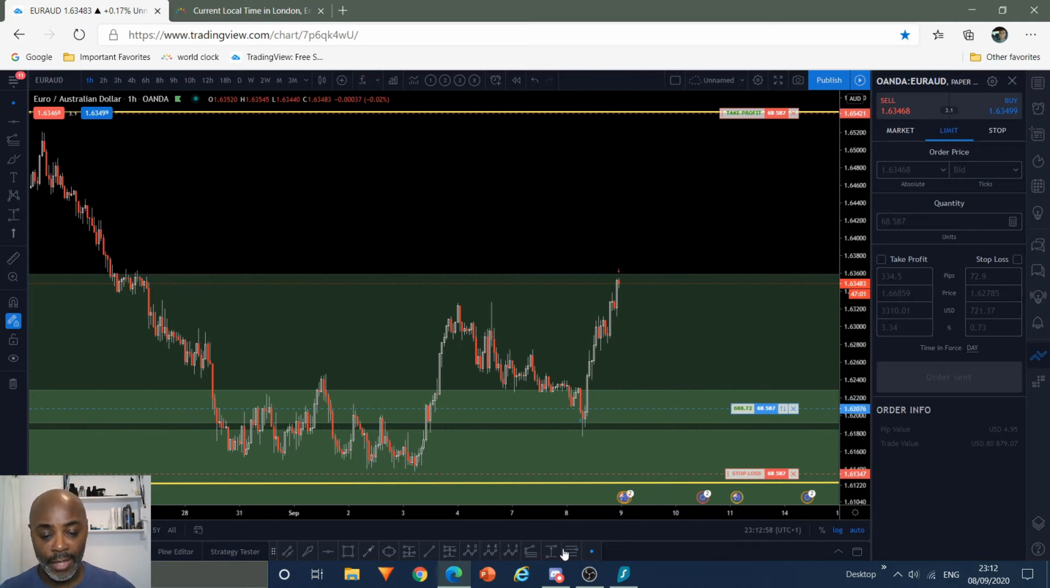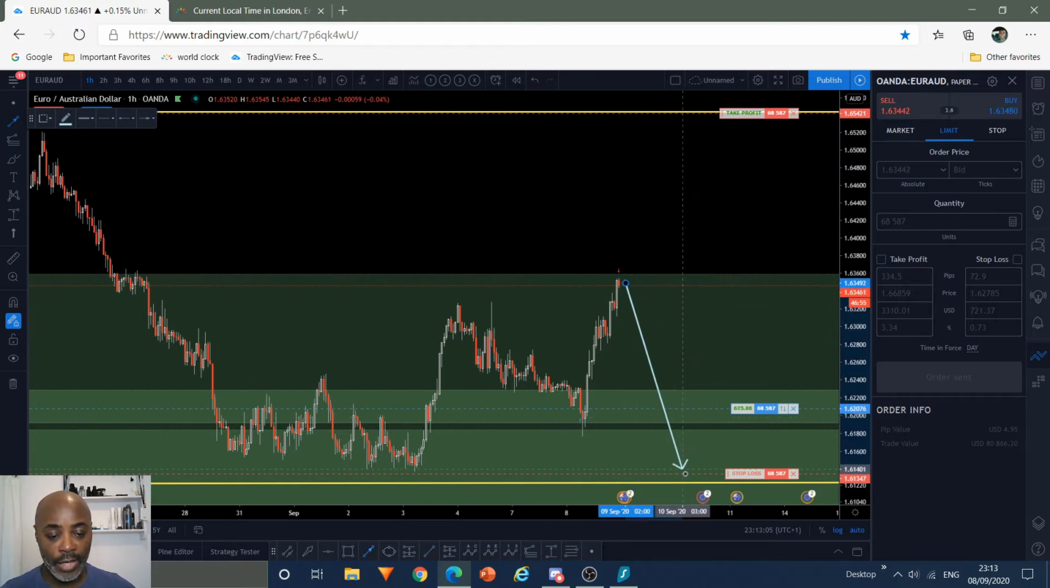If price comes back down into this area, it won't take us out until we get to this point here, at which point we will lose half of those pips that we've just made.